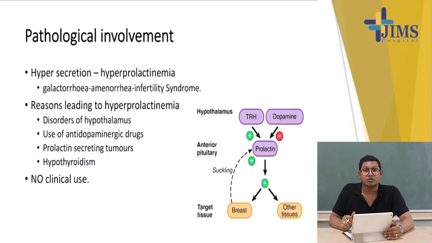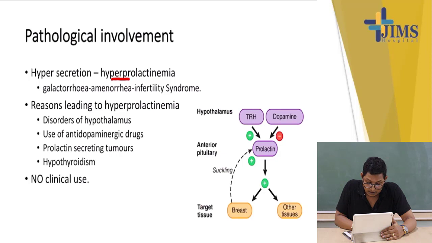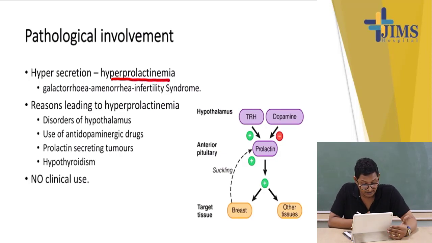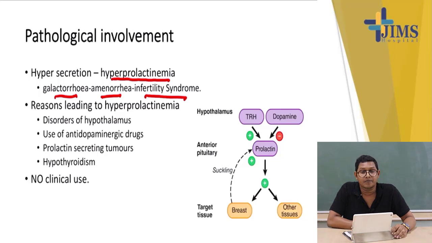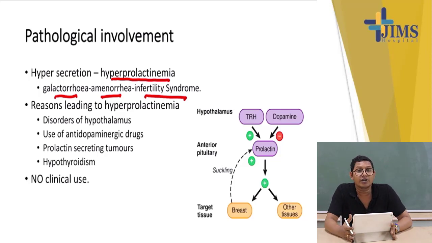Now let's see the pathological involvement of prolactin. What happens in hypersecretion? In cases of hypersecretion of prolactin, it is hyperprolactinemia. We see galactorrhea, which is oversecretion of milk. Amenorrhea due to inhibition of FSH and LH secretion. Infertility. So we see a galactorrhea, amenorrhea, infertility syndrome.